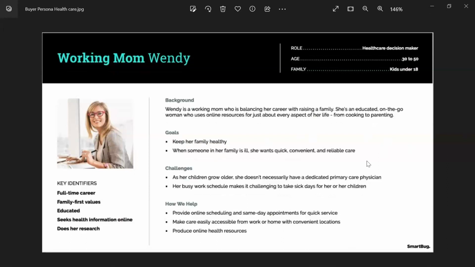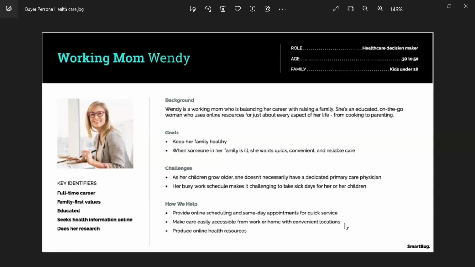But now she doesn't have any, or this particular sect of people, and I know that there are so many people in society that do not have dedicated primary care doctors, maybe family doctors, don't have this kind of people to take care of them when they are ill, right? So this brand is saying they will make care easily accessible from work or home with convenient locations.